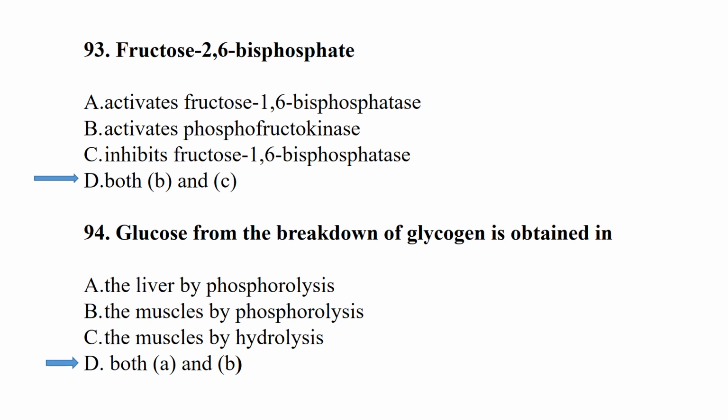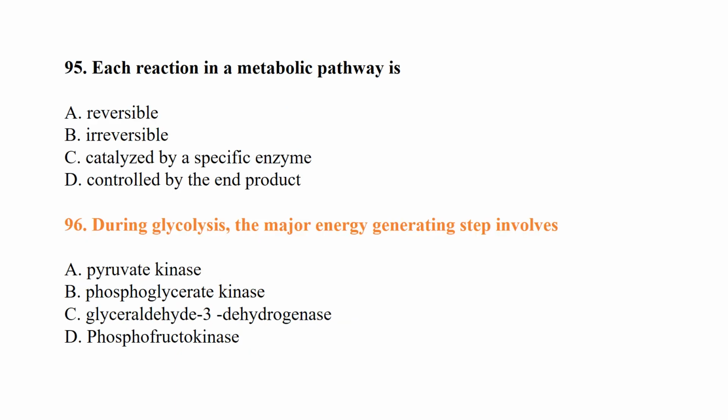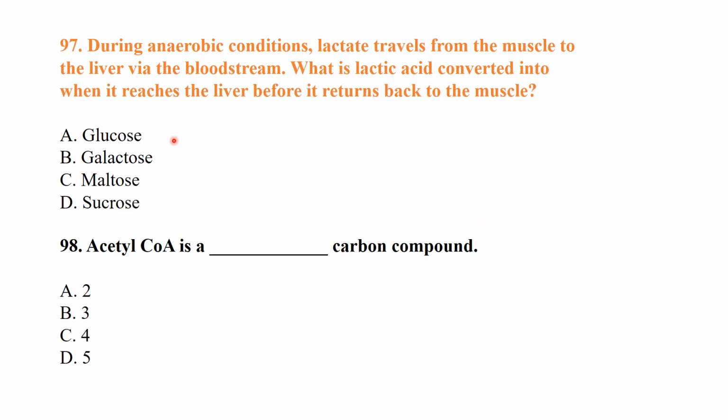Glucose from the breakdown of glycogen is obtained in both A and B: liver by the phosphorylase, muscles by the phosphorylase. Each reaction in a metabolic pathway is catalyzed by a specific enzyme. During glycolysis, the major energy generating steps involve glyceraldehyde 3-phosphate dehydrogenase. During anaerobic condition, lactate travels from the muscles to the liver via the bloodstream.